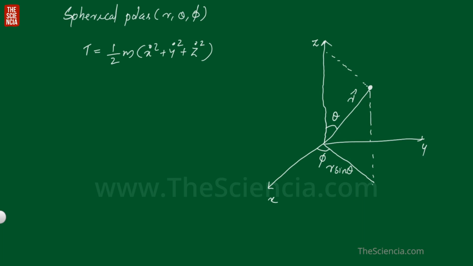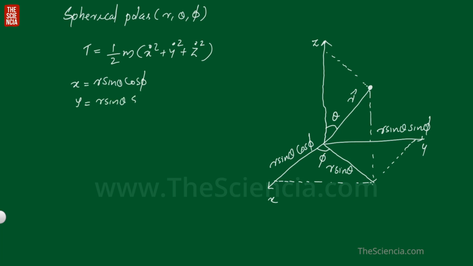So what will be the projection of this one over the x-axis? It will be r sin theta cos phi. Similarly, its projection on the y-axis will be r sin theta sin phi. So we got x equal to r sin theta cos phi and y is equal to r sin theta sin phi. And what is z? z is equal to r cos theta, right? That is, z is equal to r cos theta.